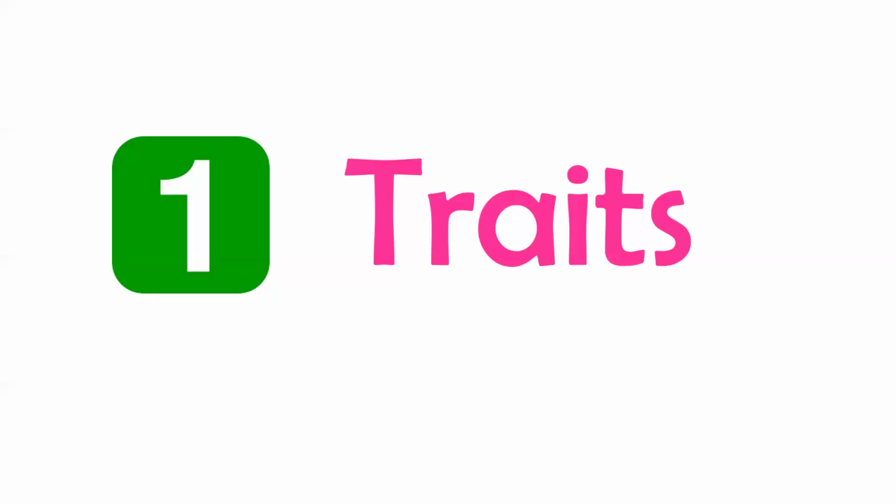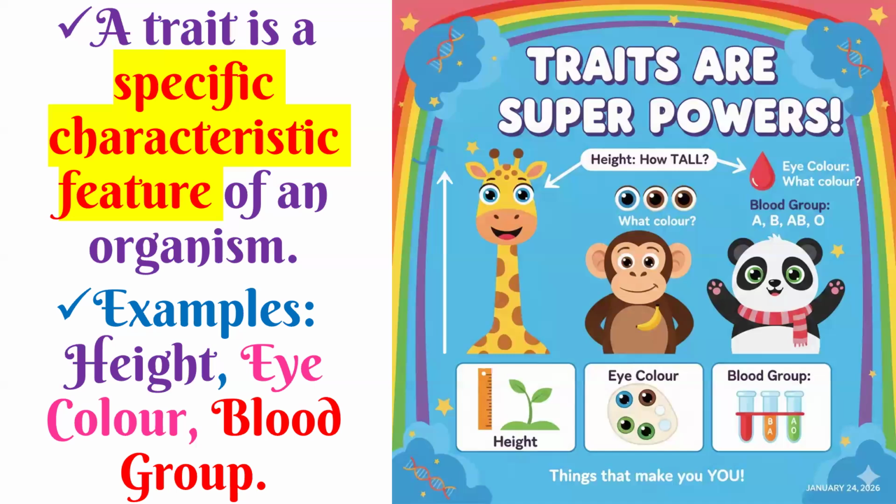What are traits? A trait is a specific characteristic feature of an organism. For example, height, eye color, blood group. Here in the image you can see the height is a specific trait of the giraffe, right? What about eye color? We have seen different types of eye color, brown, blue, black, like that. That is also a special trait.